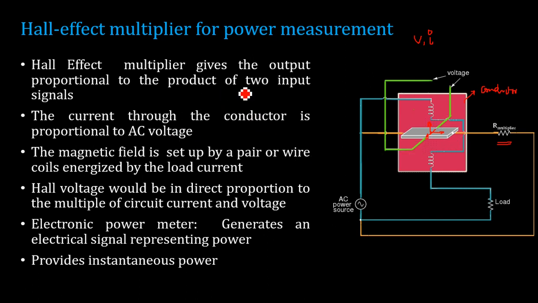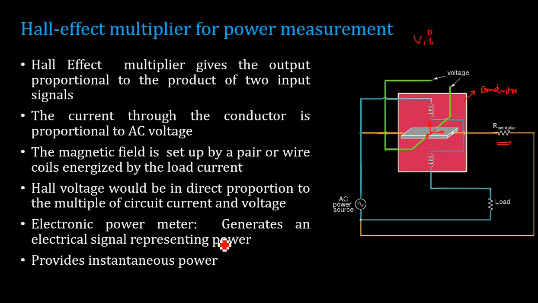Now the output will be proportional to the product of two input signals. With reference to the conductor, the input signals are the current and the magnetic field. The magnetic field in turn depends on the load current, and the current through the multiplier, the orange circuit, will be proportional to the voltage. So the voltage that is produced will depend on the values of voltage as well as the current.